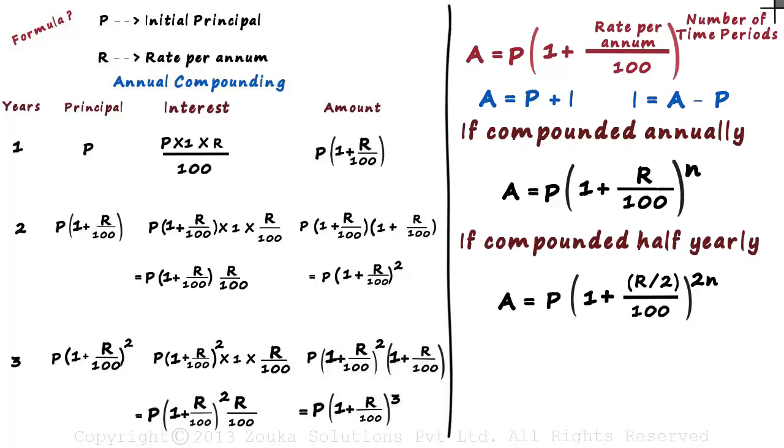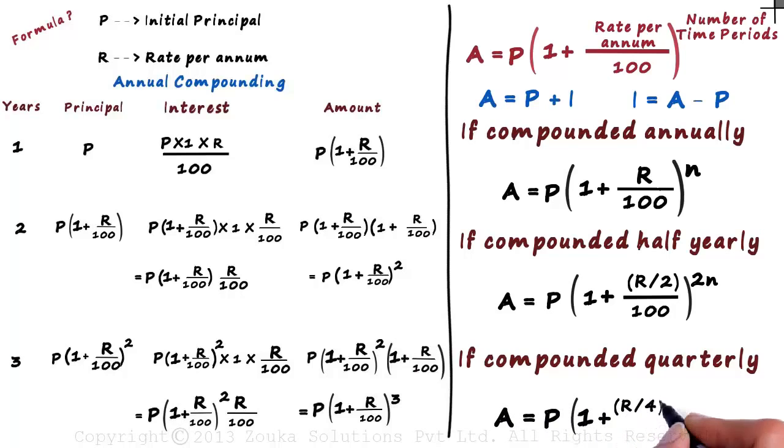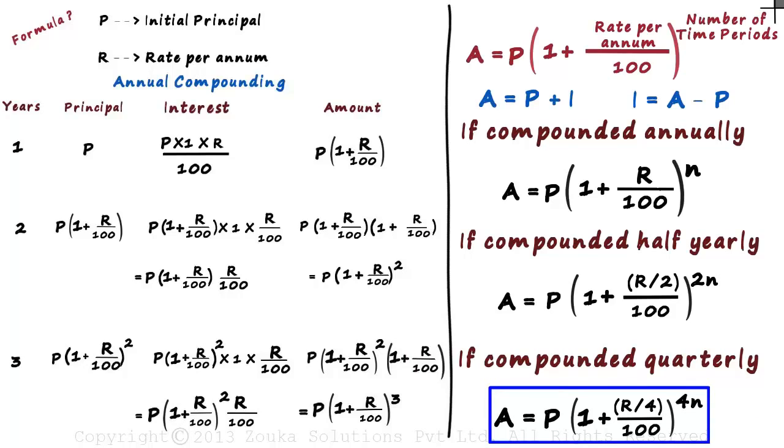How did we get this? The rate is divided by 2 since we are calculating interest for 1/2 year at a time, and the time periods are doubled as each year has 2 half years. Similarly, if interest is compounded quarterly, the total amount will be P multiplied by 1 plus R by 4 divided by 100 raised to 4n. We get this formula as there are 4 quarters in a year.